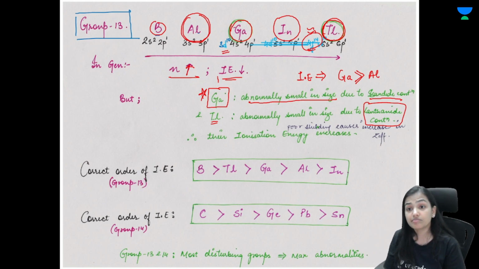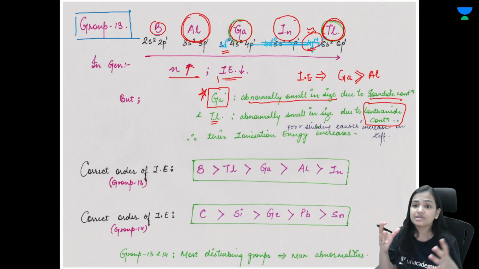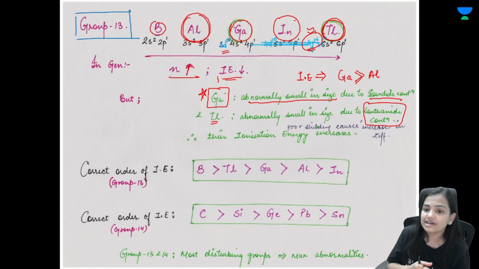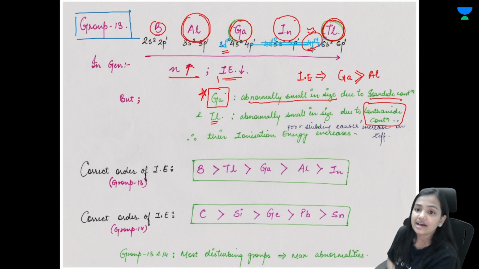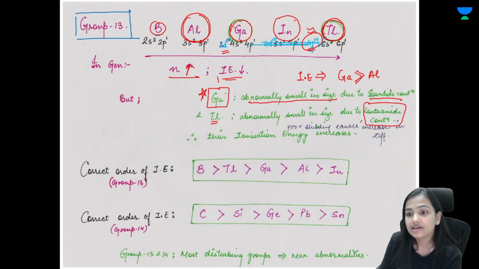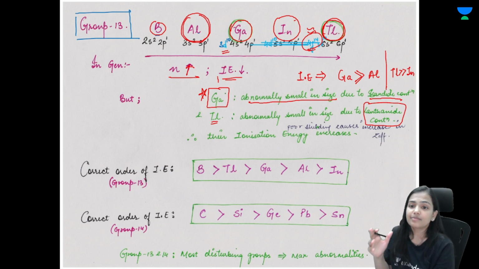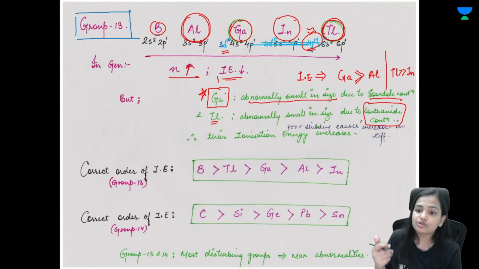Now here there is more electron density. Indium and thallium both have the same sizes, but thallium has more electron density, and the electrons are more tightly held. So thallium will have more ionization energy than indium, because of the lanthanide contraction. I hope you got the point.